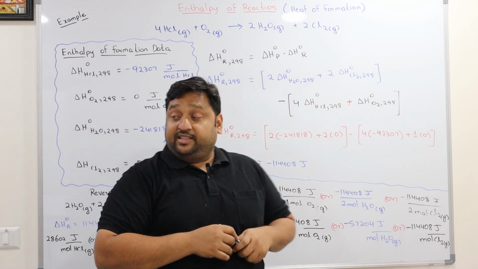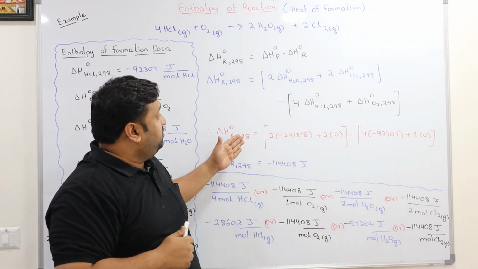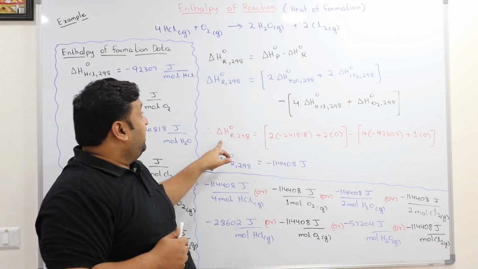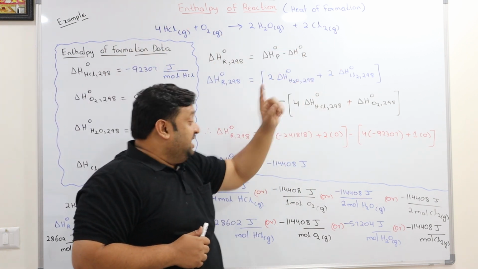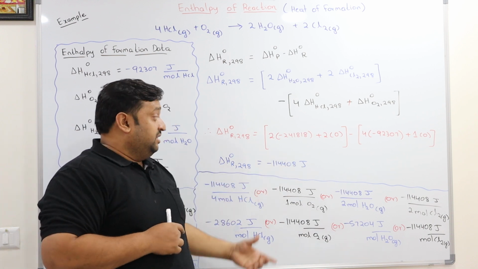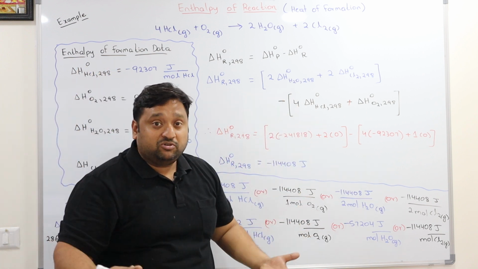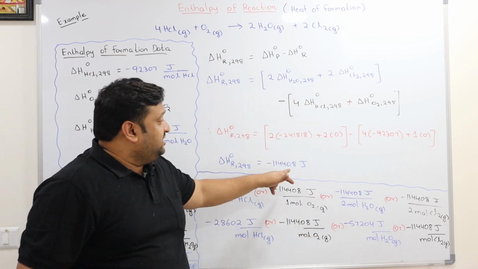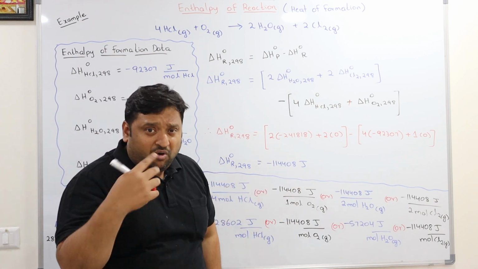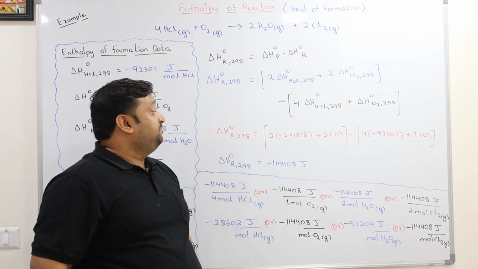I already have the enthalpy of formation data available. Once you substitute the enthalpy of formation data of all the compounds, you get the enthalpy of this particular reaction as minus 114408 joules. The minus indicates it's an exothermic reaction, which means heat will be evolved because of this reaction. So what is this enthalpy of the reaction per? Joules per mole of HCl, or per mole of water, or per mole of chlorine. This is very important.